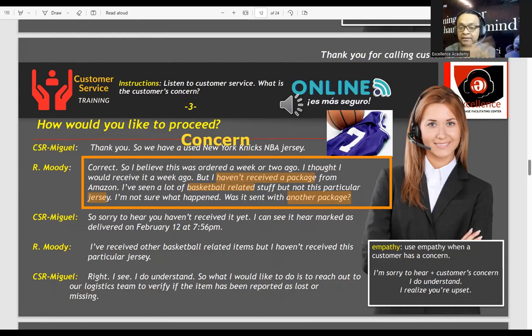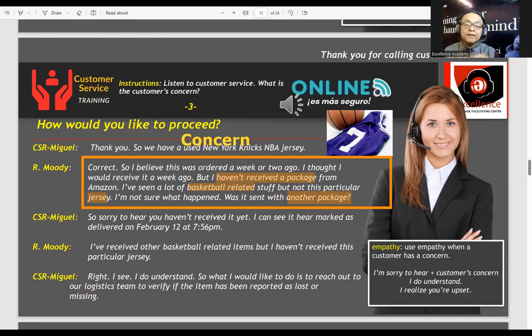So these would be like the keywords. If you don't understand, or if you didn't get what a jersey is, or you didn't understand everything, just focus on the keywords and ask clarifying questions. So if you're not sure, you can ask clarifying questions. So, okay, if I understand correctly, you didn't receive your package. Am I correct? Yes. Okay.